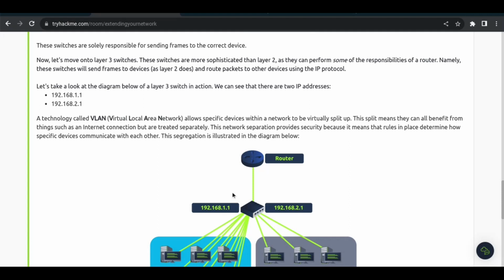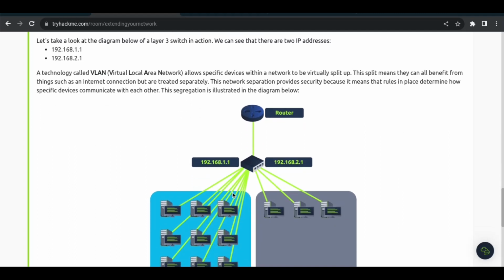Now let's move on to layer 3 switches. These switches are more sophisticated than layer 2 as they can perform some of the responsibilities of a router. Namely, these switches will send frames to devices as layer 2 does, and route packets to other devices using IP protocol. Let's take a look at the diagram below of the layer 3 switch in action. We can see that there are two IP addresses, 192.168.1.1 and 192.168.2.1.